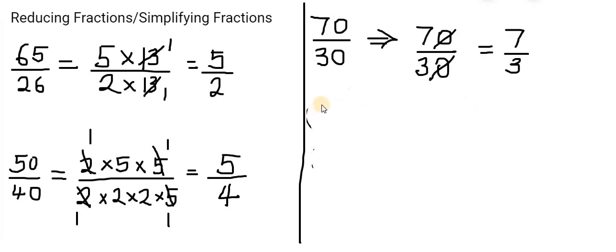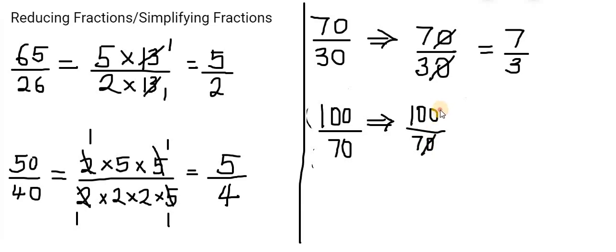Okay? If we have 100 over 70, the first thing we could do is slash one 0 off. There are no more zeros to slash off, so that's 10 over 7. And that's one easy way of reducing or simplifying fractions that have a 0 on the end. Okay? Hope that helps.